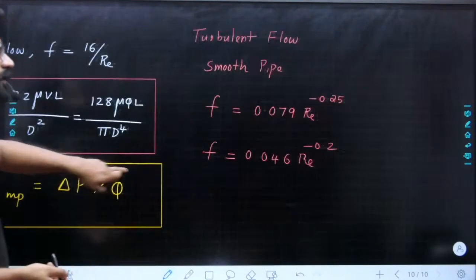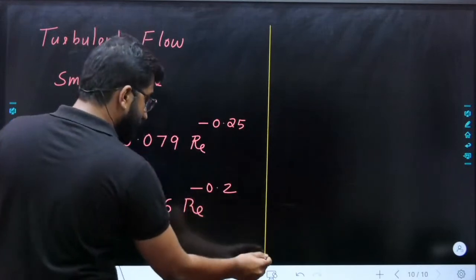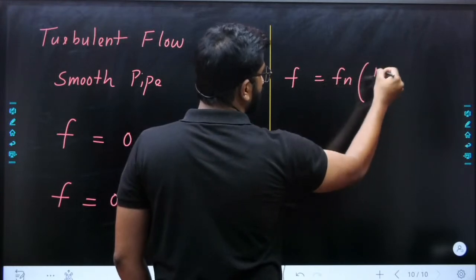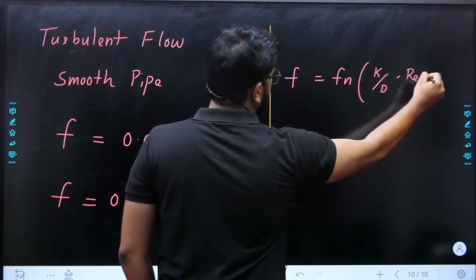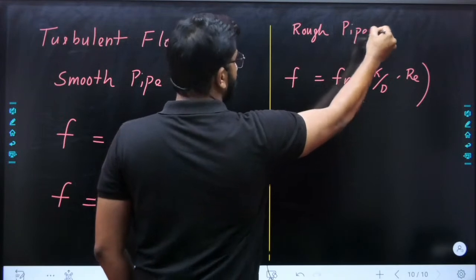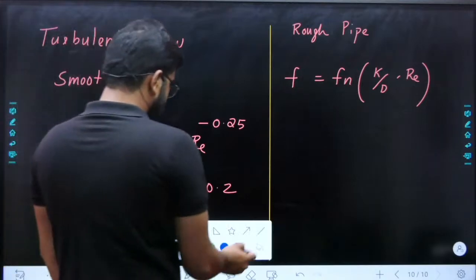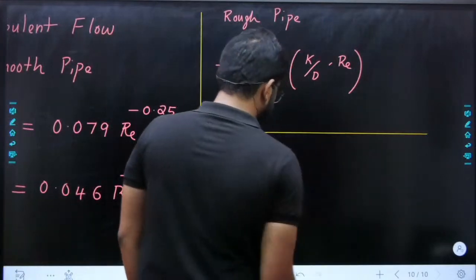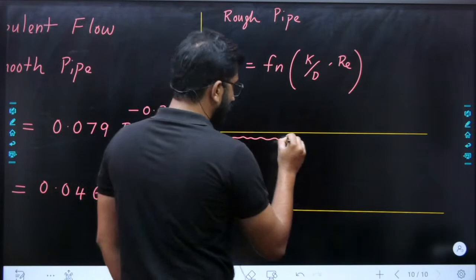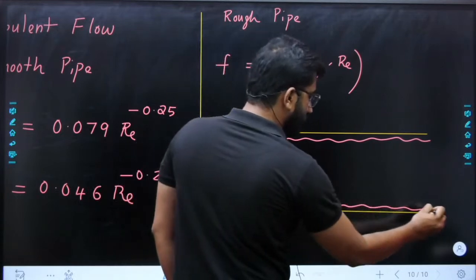So now what is a smooth pipe, what is a rough pipe? What is the meaning of smooth pipe and rough pipe? Why are both different? If it is a rough pipe turbulent flow, F, the Fanning friction factor, will be a function of K by D, comma, Reynolds number. This is also important for you. In turbulent flow in a pipe, what is the difference? You can see this is the roughness in the pipe, right? So suppose this is your roughness.